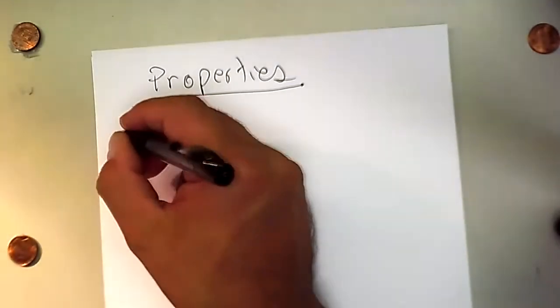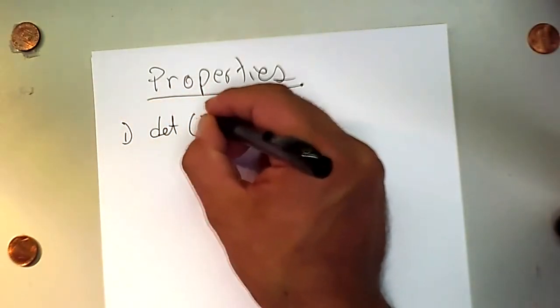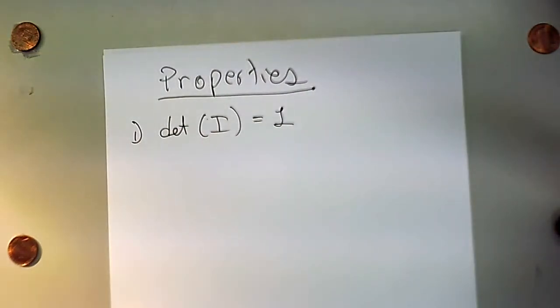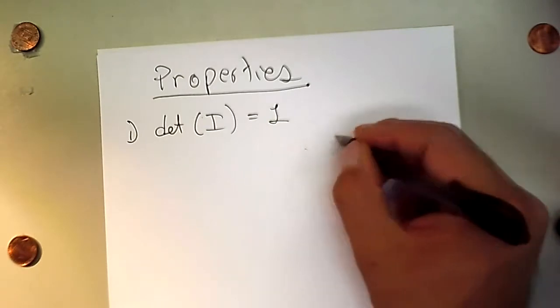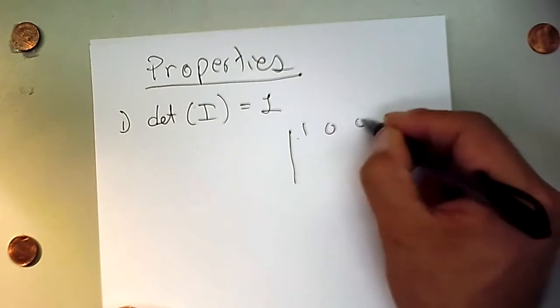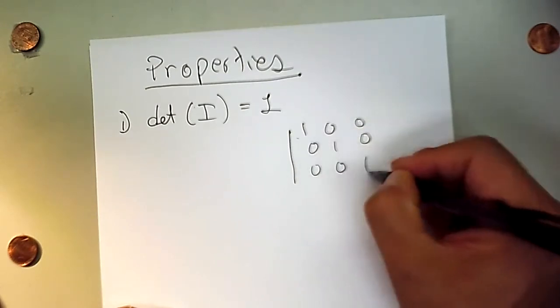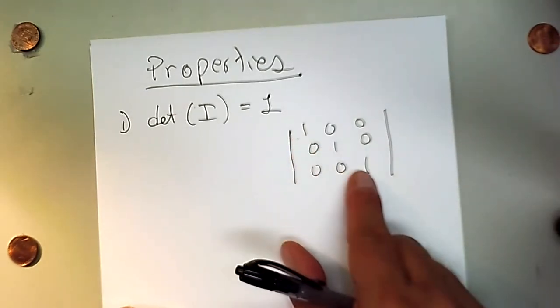So the first property is that the determinant of the identity matrix, it doesn't matter what size it is, will always be equal to 1. Because most of the products are going to be 0. Let's say you have a 3 by 3 matrix. I'm not going to prove it, but I just want to show why it makes sense that it is going to be 1. If you multiply 1 times 1, you get 1.